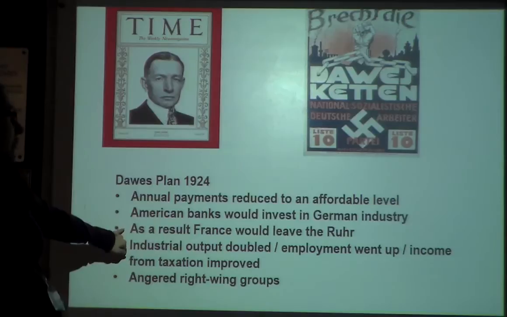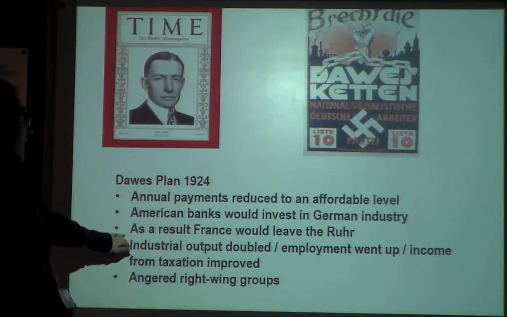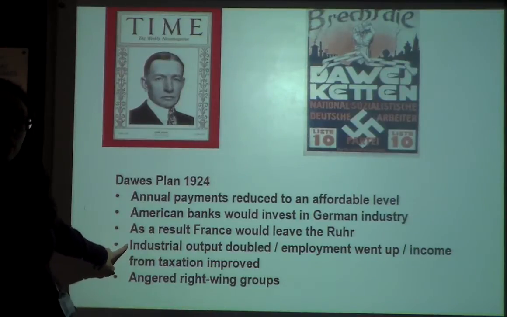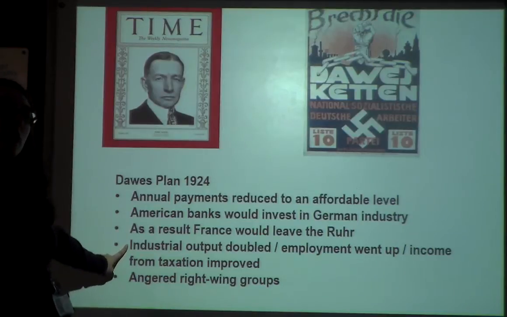I've already said that the French leave the Ruhr because of the Dawes Plan being put in place. And as a result of that investment, industrial output doubles, employment goes up, and the income that the government receives from taxation improves, giving them more choice about how to spend their money.